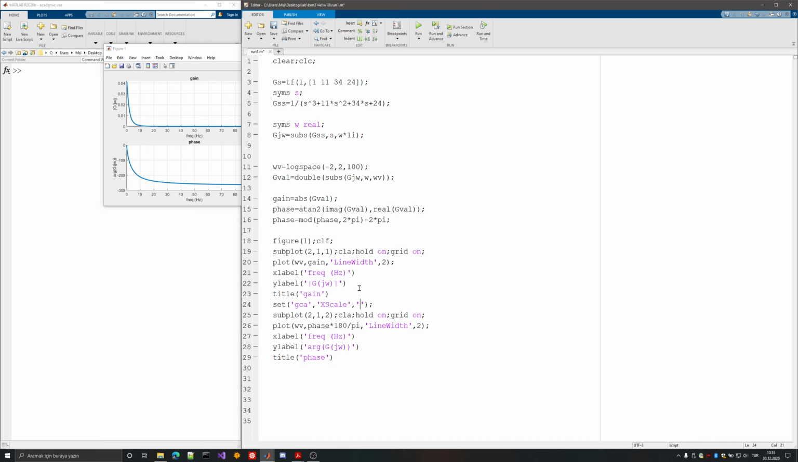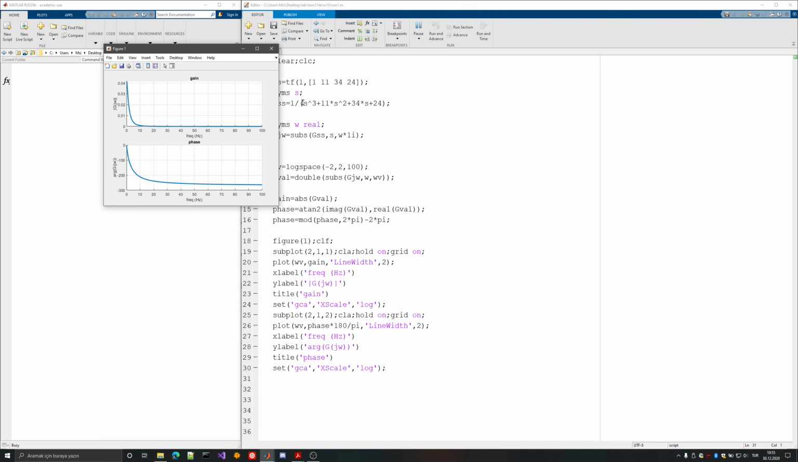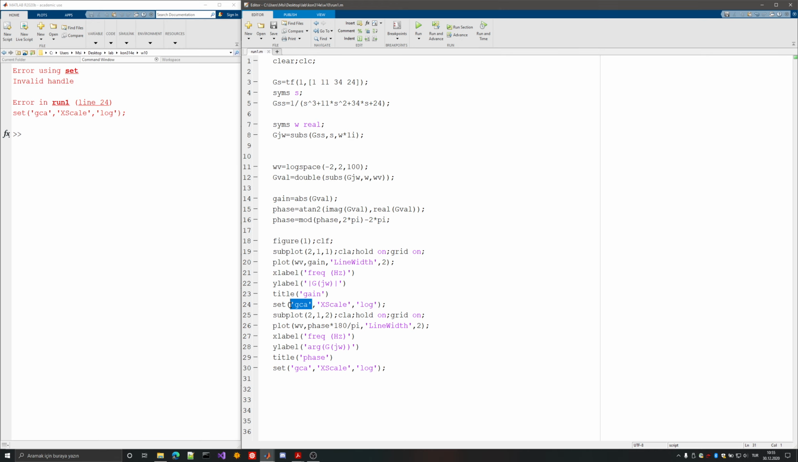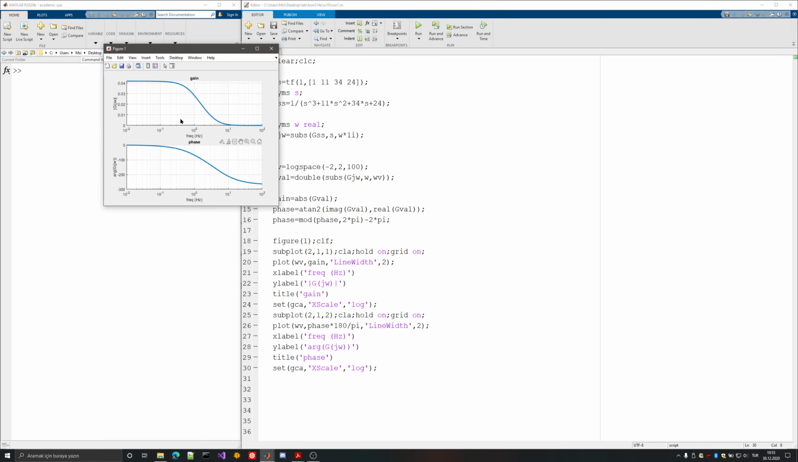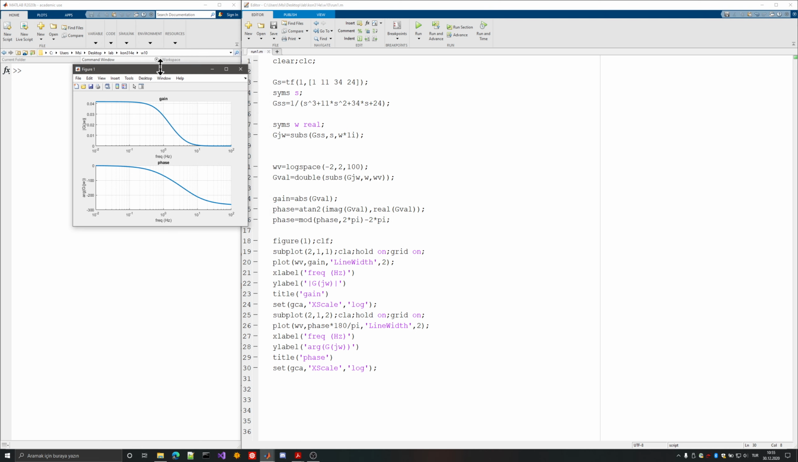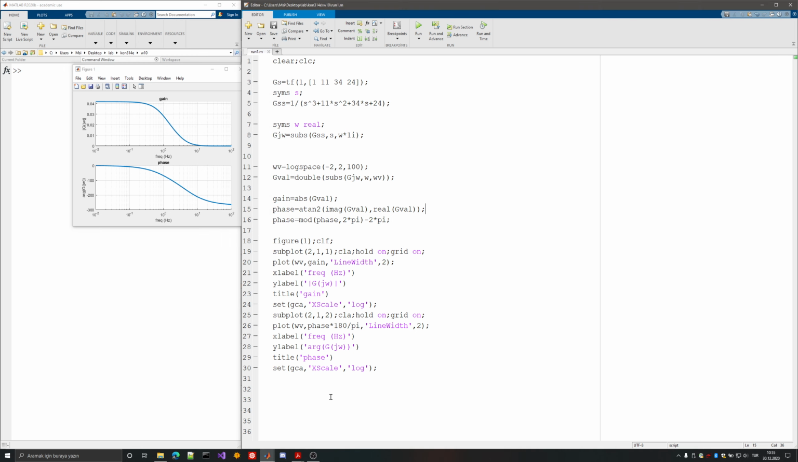We can say that it should change its X scaling from linear to log. If I repeat this for this too and run this, oh, this is not text. This should be GCA, and this is also GCA. Now run this, and you will see immediately we have, as expected, a Bode-looking plot. Now you might ask yourself if this is true or not.